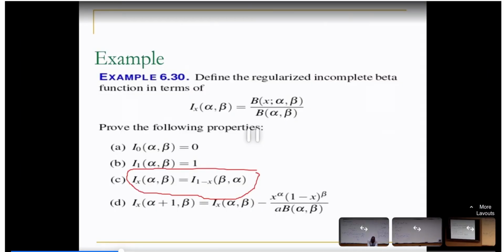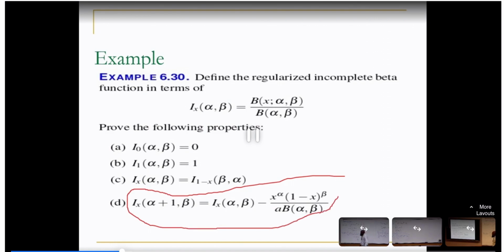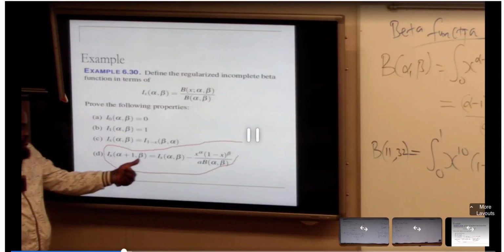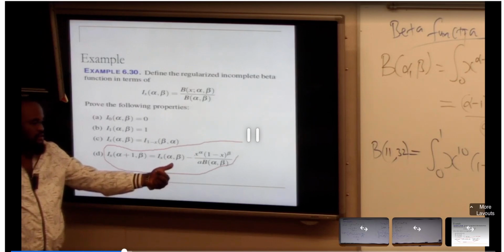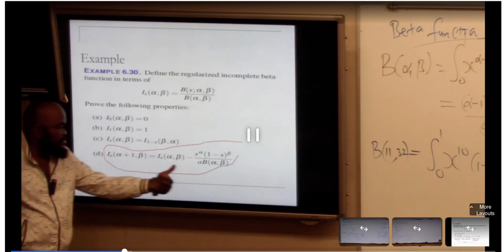Now, take a look at the last one. What this is trying to say is, when I have alpha plus 1, beta, I'm no longer considering just alpha. I'm adding something to alpha. Then I'm not expecting that to be the same as this. So this can be expressed as this.